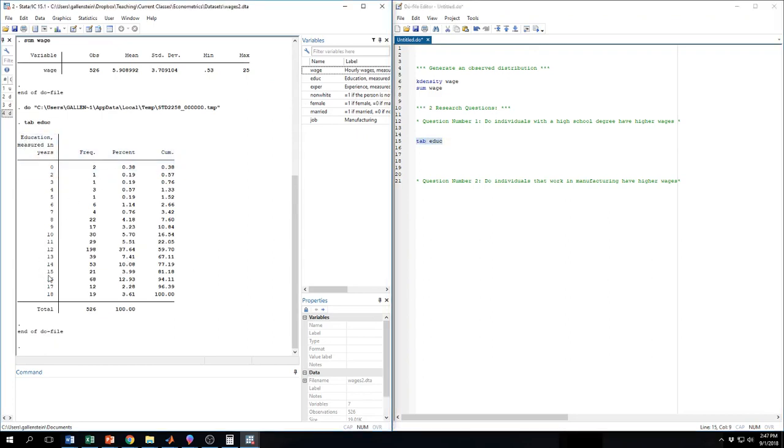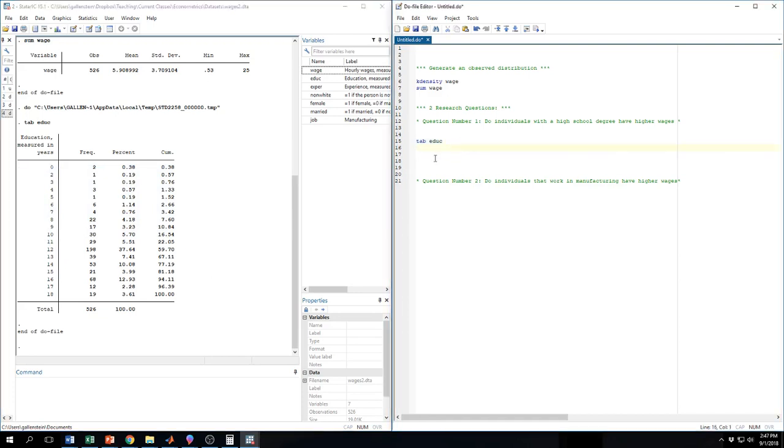So I look in here, and okay, we've got some individuals here. Education is measured in years. So 0 years of education, 2, 3, 4, 5. Okay, now let's think about this. Individuals that have 12 years of education or more are the ones with a high school degree. Individuals with 11 years of education or less are the ones without a high school degree.